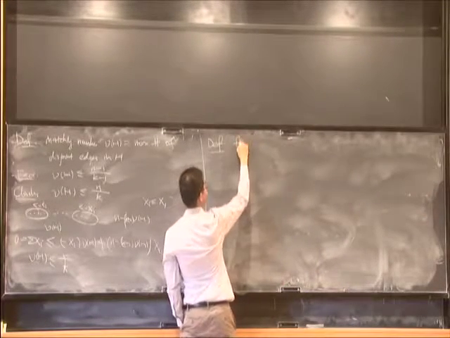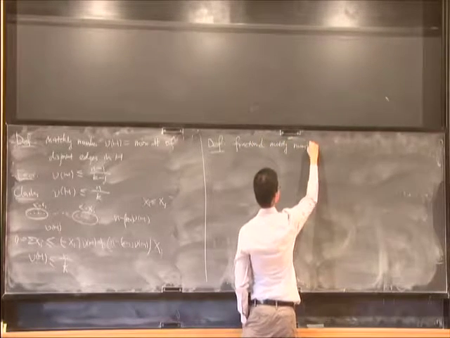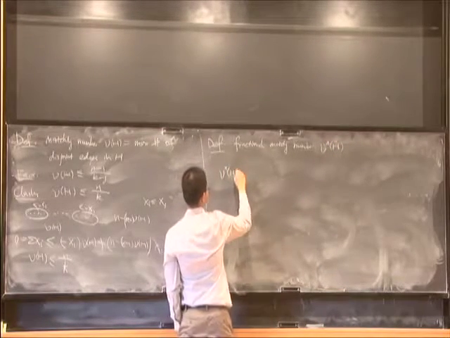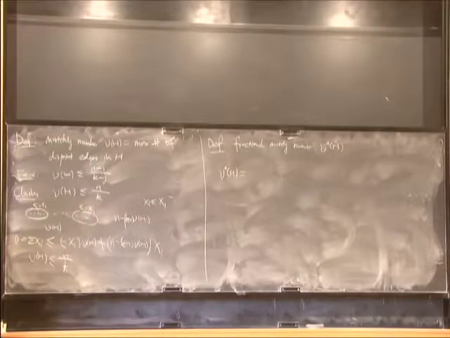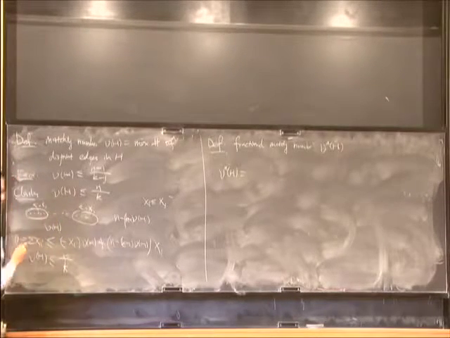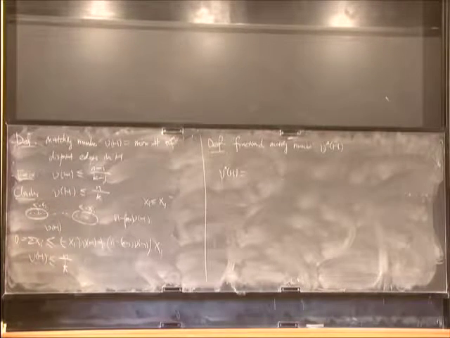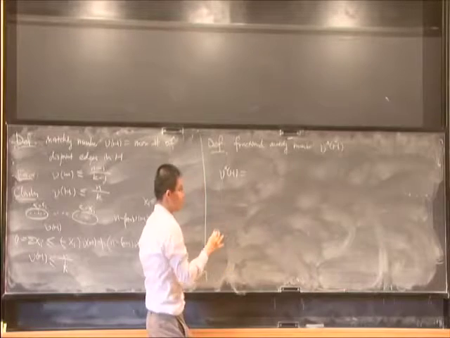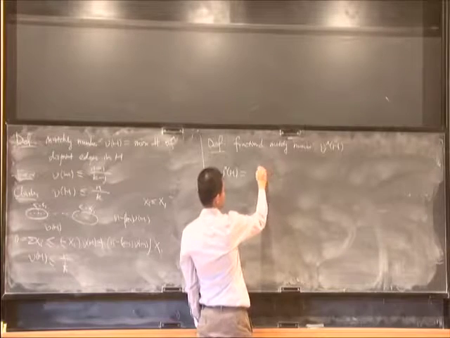So now I define the fractional matching number, nu star of H. Let me explain the idea first. For the matching number, we just assign to every edge a number either 0 or 1, such that every vertex is covered by at most one edge. Now instead of assigning 0 or 1 to each edge, we can assign a real number between 0 and 1, such that for every vertex, the sum of the weights on the edges covering it is at most 1.